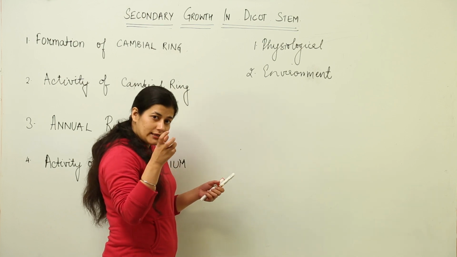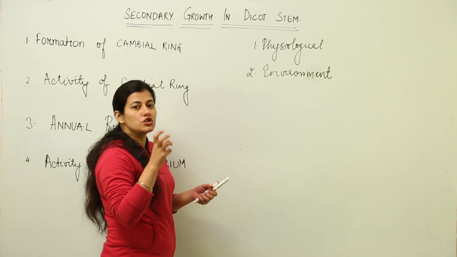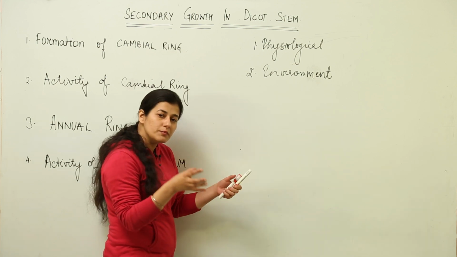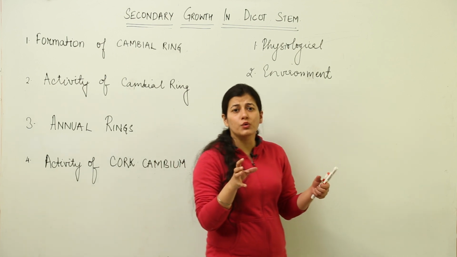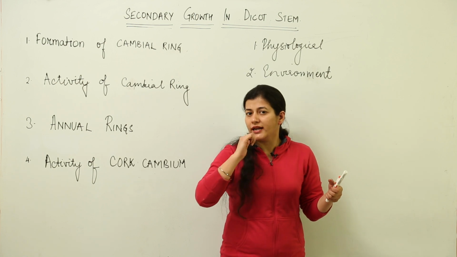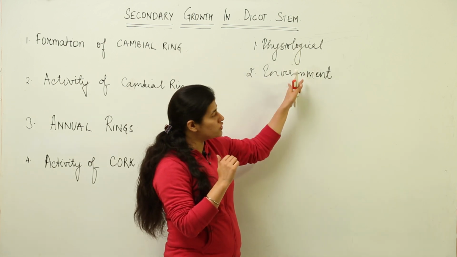So, for meeting that requirement, the formation of xylem is quite rapid. And in the case of winters, you know that most of the plants shed their leaves. Water requirement is less, and the physiological activities would also decline. So, you can see the relation between these two factors.